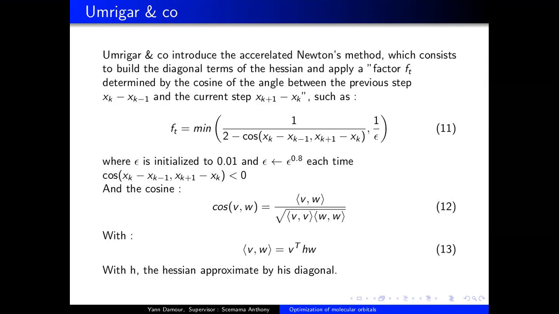So if the energy of a step is larger than the previous step, they will apply a small factor to reduce the different elements of the Hessian in order to reduce the step of each iteration. So they define the cosine as an inner product of the different vectors.